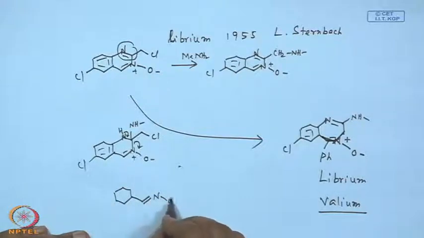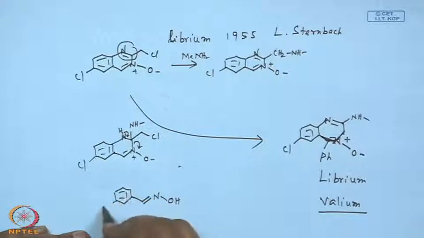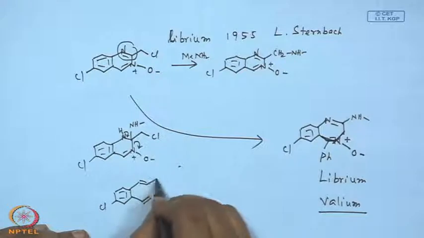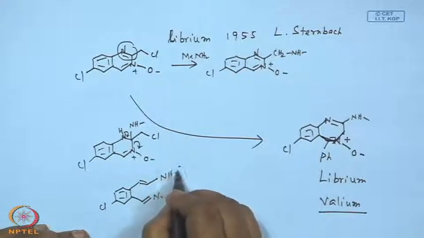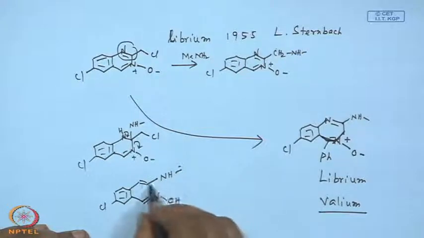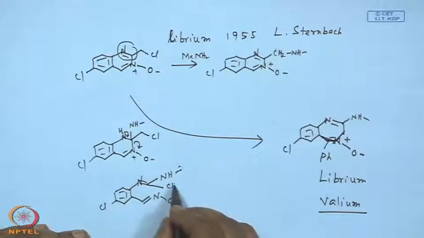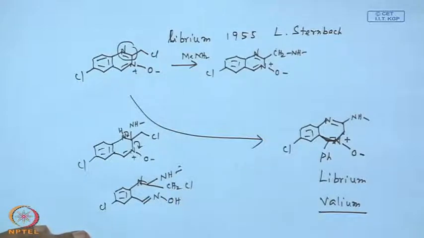and so what you will be getting will be this oxime, and the other chlorine, all of us know, will remain intact because it is an aromatic chlorine, right. So, now NH here, and this is nitrogen, and CH2 and Cl, that is it, right.